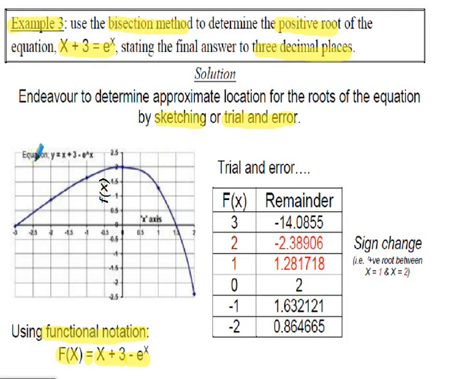So sketching the equation, y is equal to x plus 3 minus e to the x, we find that the positive root looks to be around x equals 1.5, or by trial and error, putting values of x into the f(x) equation and looking for changes of sign. Putting the value of x of 3 into the f(x) equation, we had a negative remainder, put the value of 2 in, negative remainder, value of 1 in, we get a positive remainder, so as a change of sign occurs between 1 and 2, a root must occur between that range.